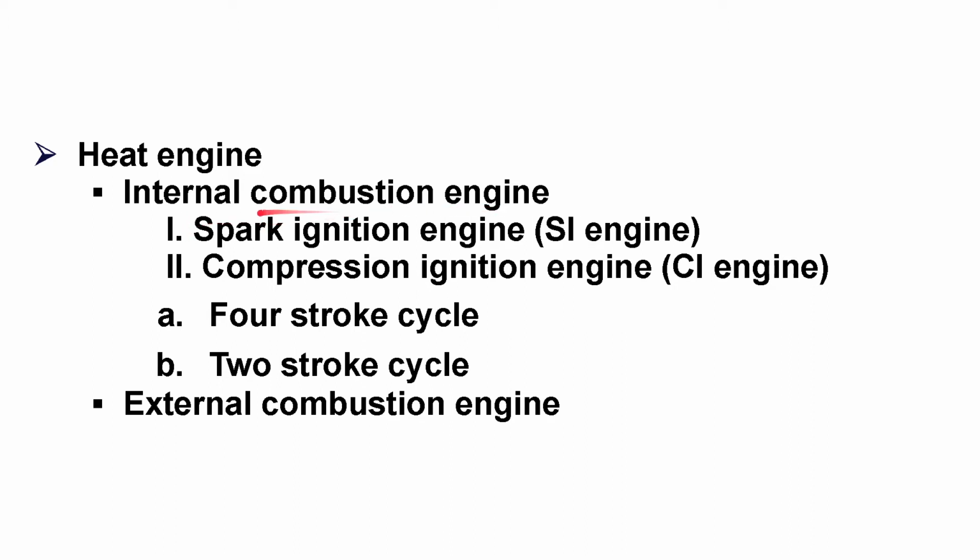We can have two types of internal combustion engine, which are the spark ignition engine and the compression ignition engine. Spark ignition is called the SI engine, and compression ignition is called the CI engine. And then, for the working of the internal combustion engine, there could be two types of cycles. One is the 4-stroke cycle, and another is the 2-stroke cycle.